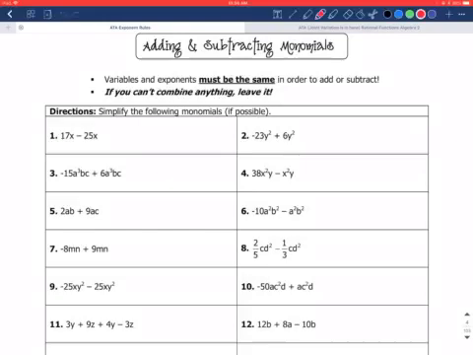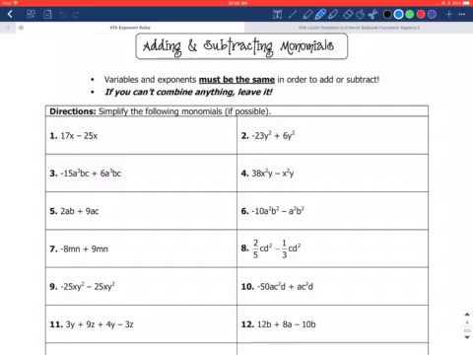This is adding and subtracting monomials. So, when you're adding and subtracting monomials, this is combining like terms, except we're going to use more than just one variable. But our variables and exponents must be the same in order to combine these. They have to be the same. If you can't combine it, then you just leave it.